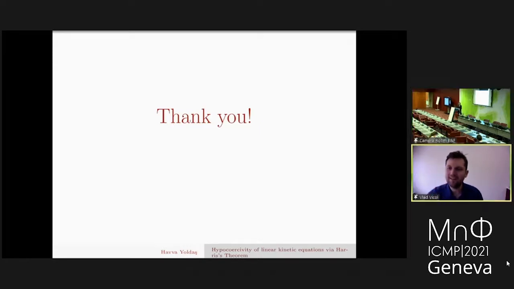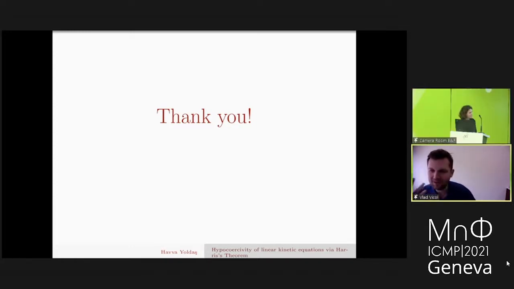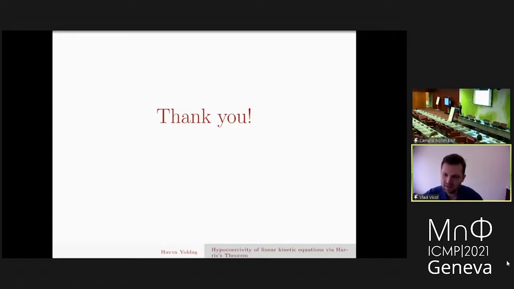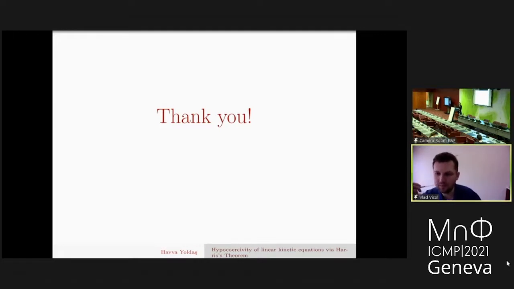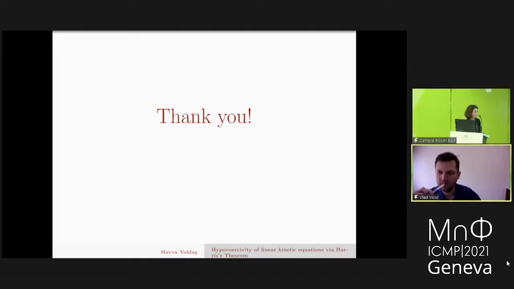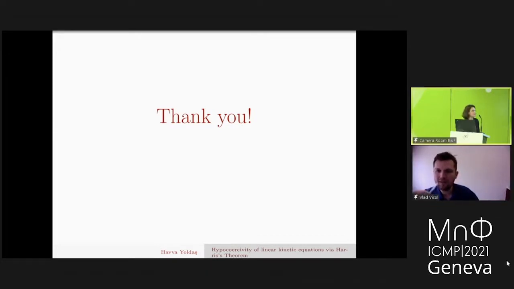Sorry. And the second question has to do with quantitative estimates. So if you put an epsilon in front of the collision term, do you know how the spectral gap, or the lambda in the exponential, is going to depend on the epsilon? No, I'm sorry, no.